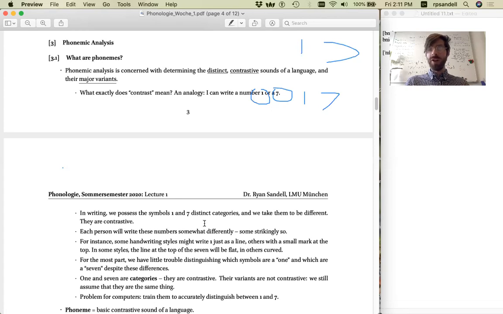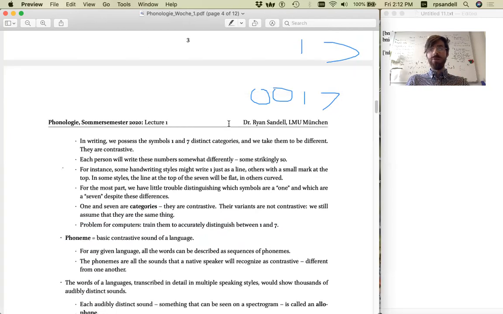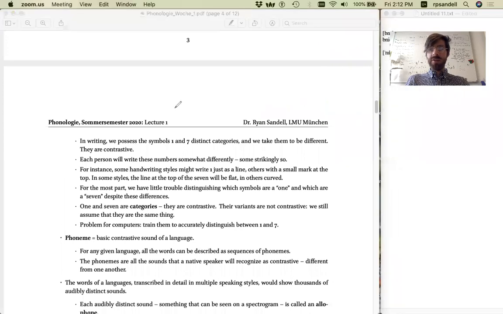And somehow human brains are very good at developing the capacity for categorizing entities, for saying, that's an instance, that is an exemplar of a number 1, whereas this other thing over here, that's an instance or an exemplar of a number 7. And a problem for computers, a problem of what we can call machine learning, is trying to train them to accurately distinguish between a 1 and a 7. Now, there are lots of good machine vision programs, which, for instance, are used in mail services, which are good at recognizing numbers.